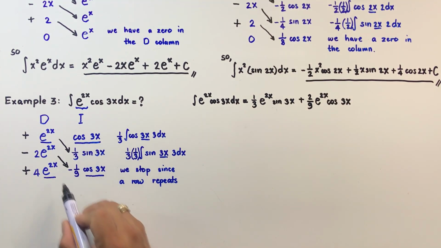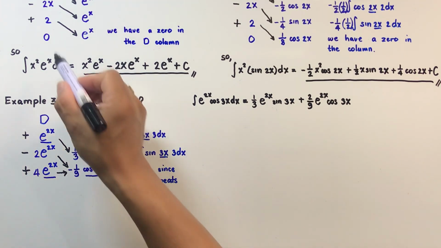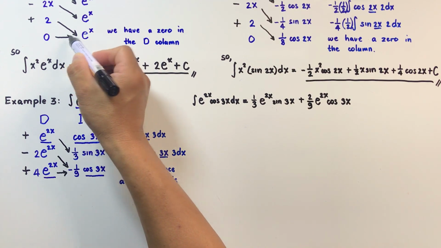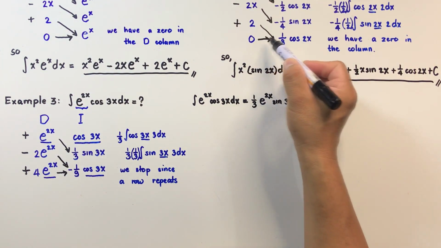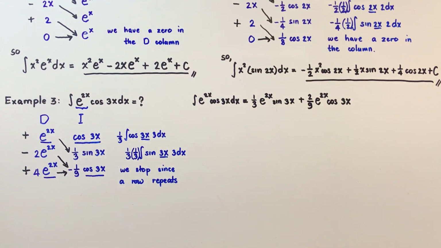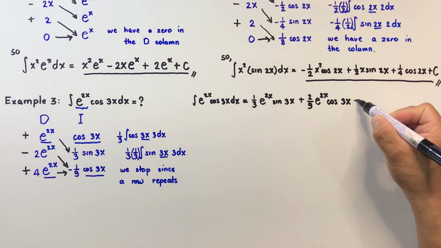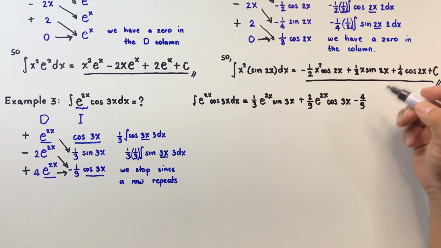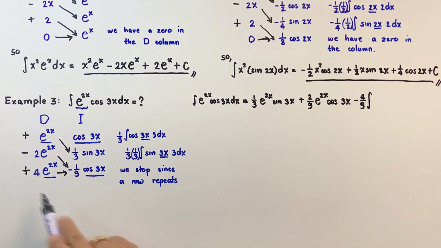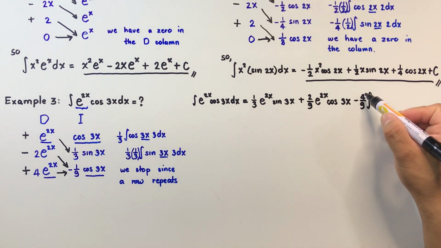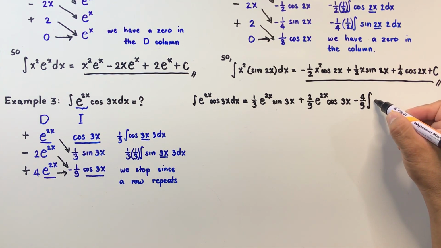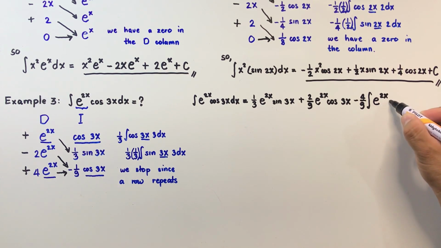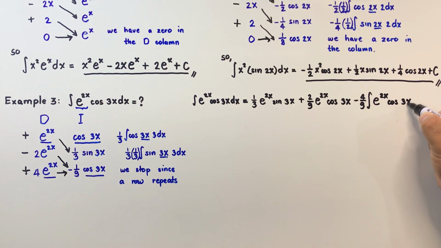And then we need to multiply the last row here. Now, why is it that we don't multiply in the last row? Actually, we need to multiply this one here. But since one of its multipliers is 0, there's no need to multiply. So multiplying 4 to negative 1/9 is negative 4/9 times the remaining row. So this is negative 4/9 of the integral of e to the 2x cosine 3x dx.